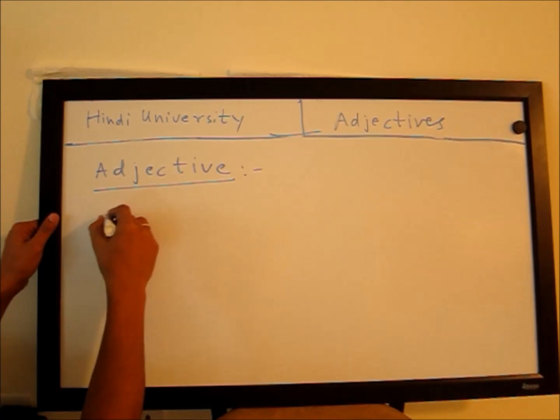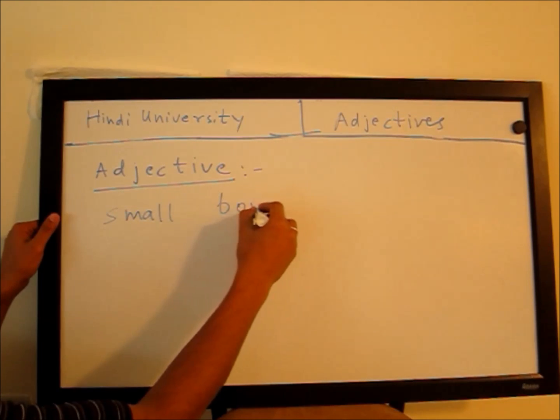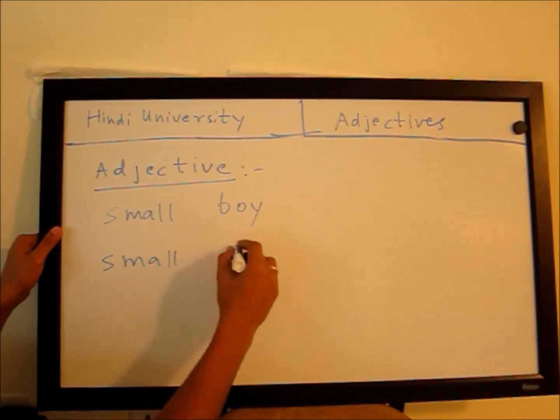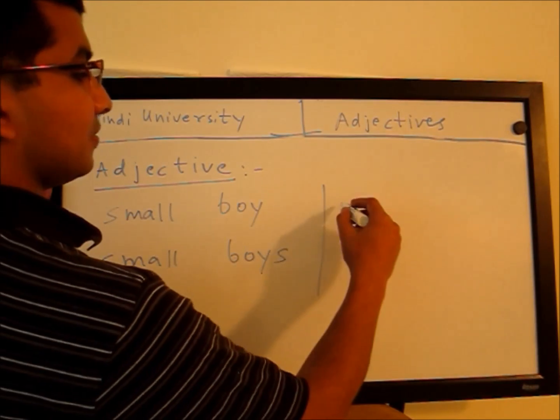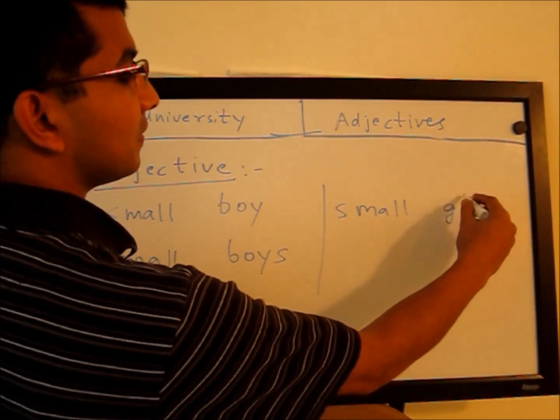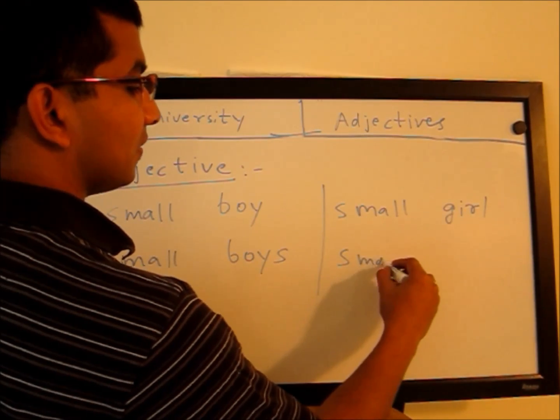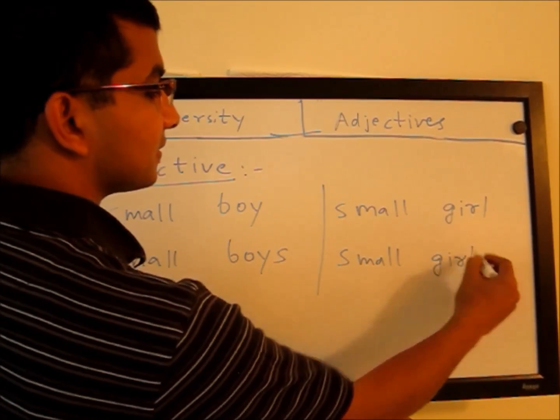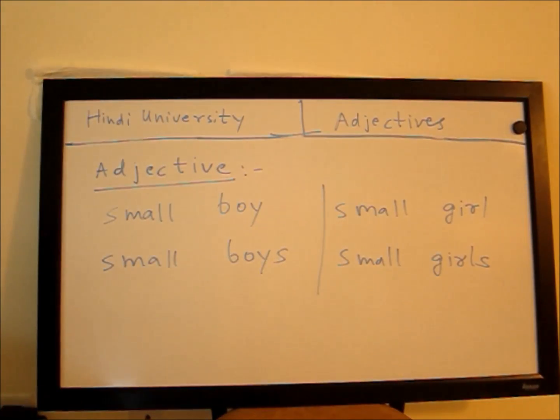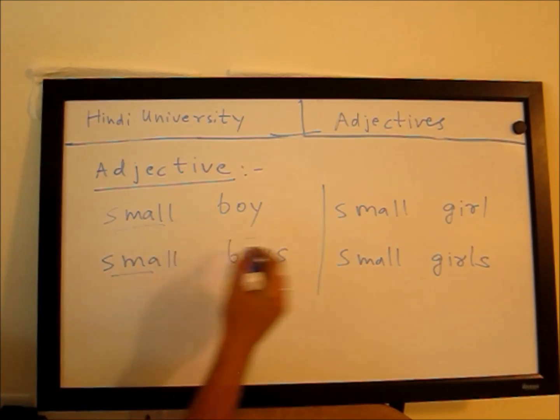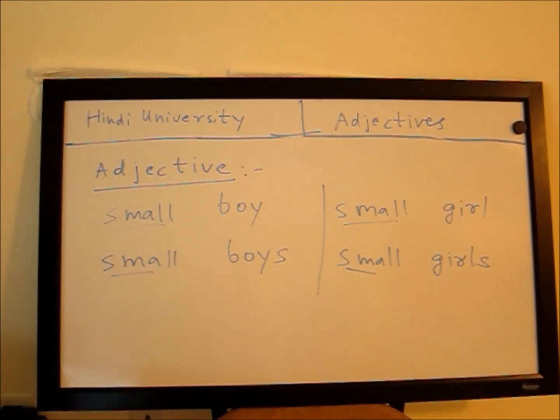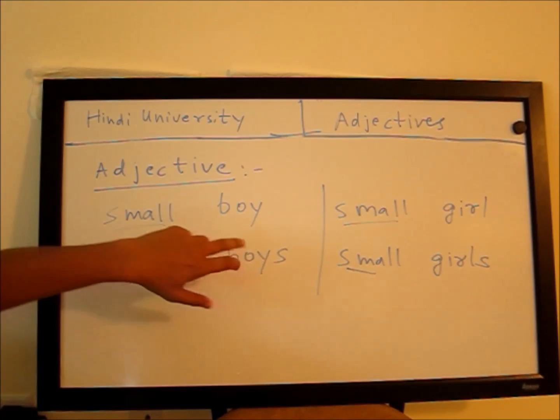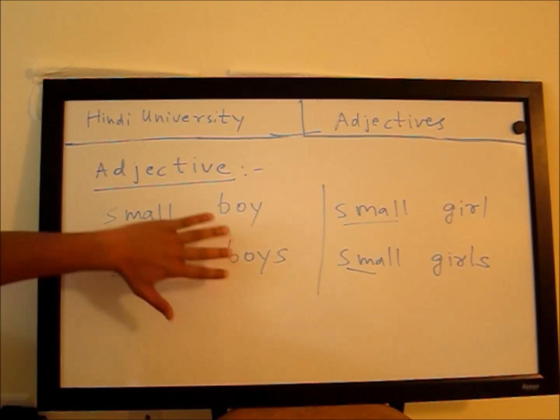In English, you will say small boy, small boys, masculine singular, masculine plural. Small girl, small girls. So this is masculine, this is feminine. You see that in English it remains the same: small, small, small, and small, irrespective of which noun and what number. Whereas in some languages, based on the gender and based on the number, the adjective also changes.